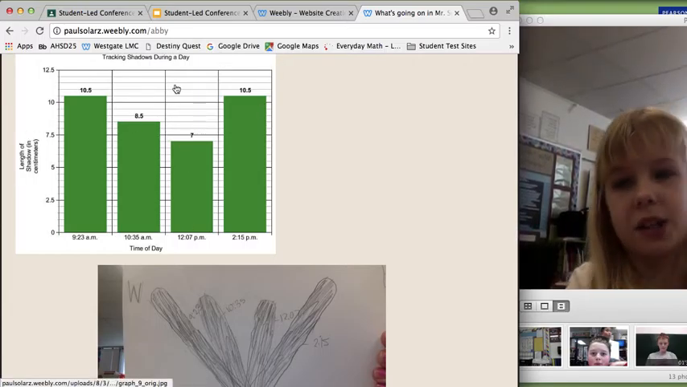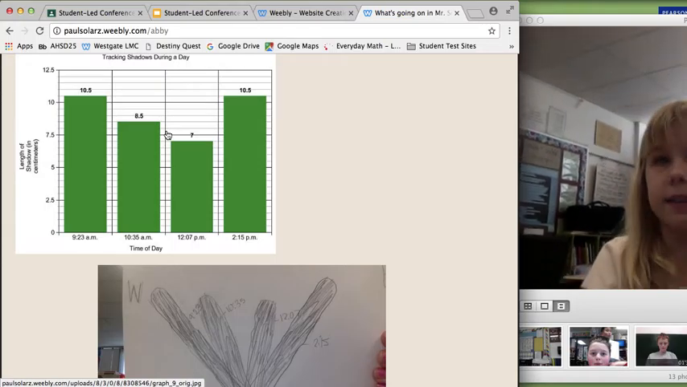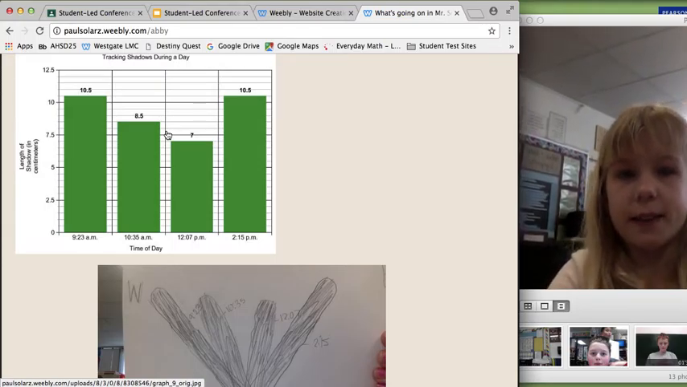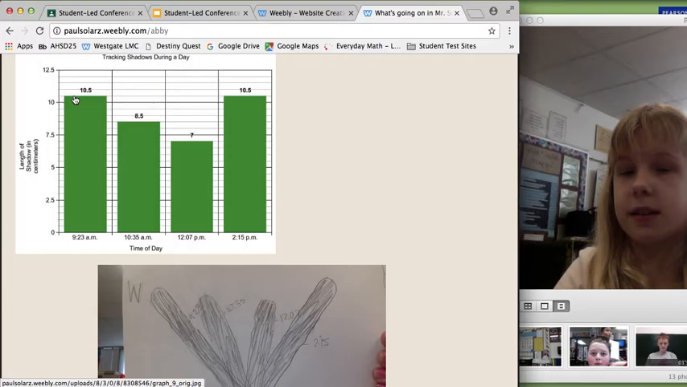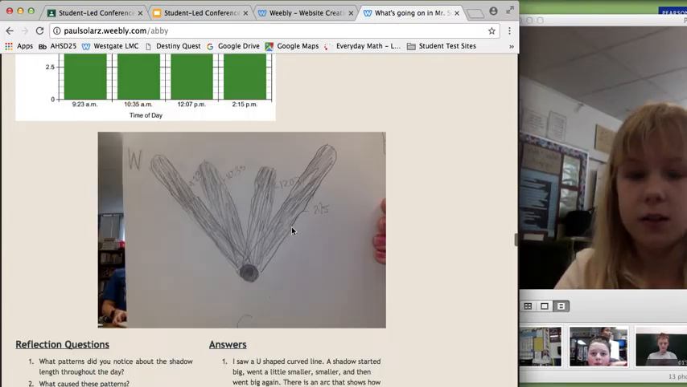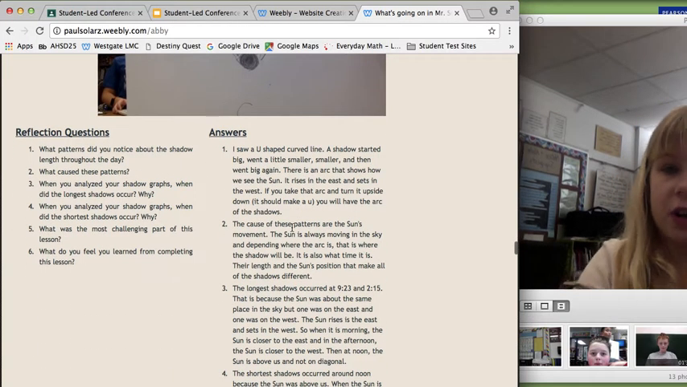So everyone's data was a little bit different since they're all in different spots. But they should have had the same thing: it's taller, then it gets shorter, then it gets taller again. So then we had the reflection questions.